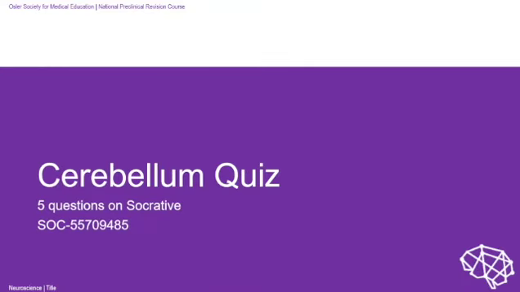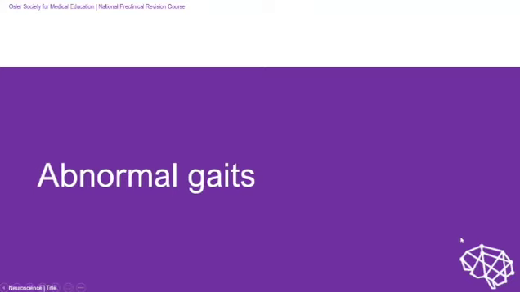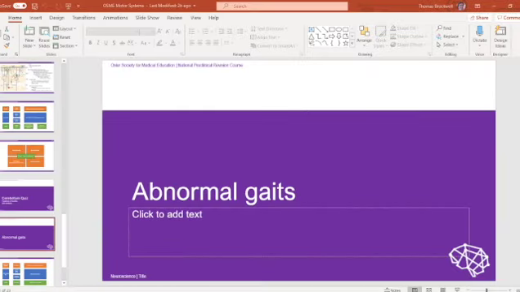So we've got 5 questions now on the cerebellum. Again, they're all taken from asking around friends what we can remember from our exams. So if you just give me 1 sec, I need to get the new quiz up. I'm not a whiz at Socrative, I'm afraid, so it's going to take me 1 sec.